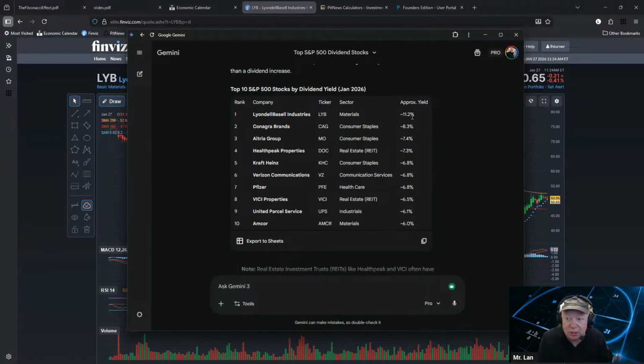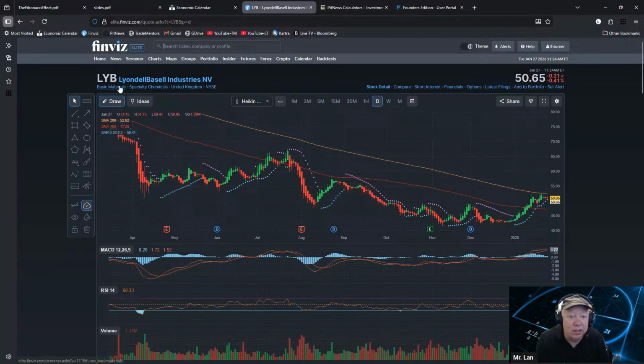It says it's approximately 11.2% on the dividends. So we're going to come in here, and there's LYB. And look at what the stock's been doing. It's going straight down. Buy low, sell high, right? But do we want to buy into this stock? It gets a high dividend. Now, we can see the dividends.